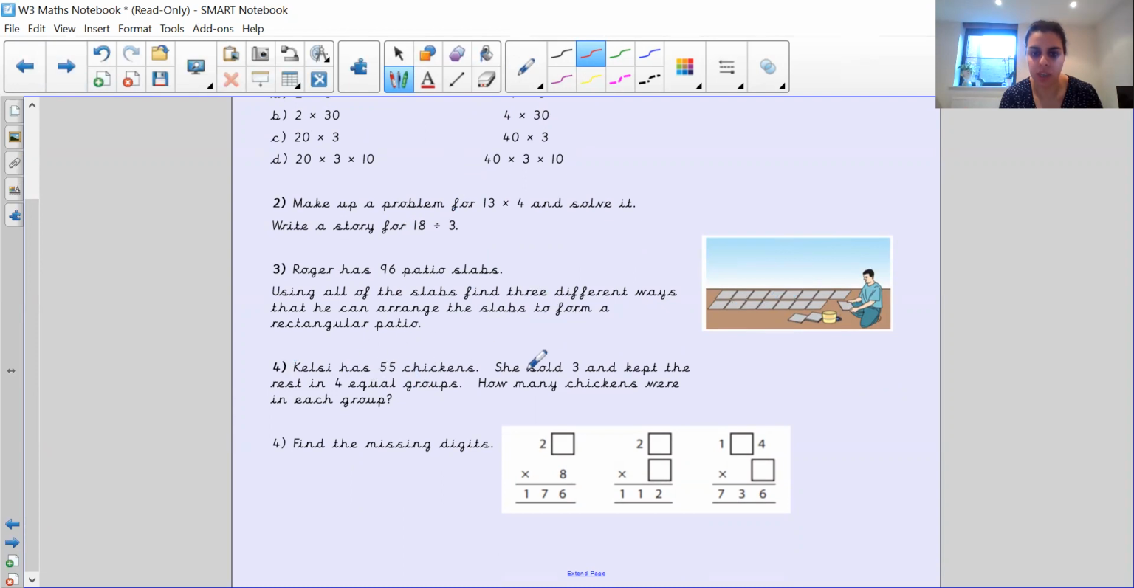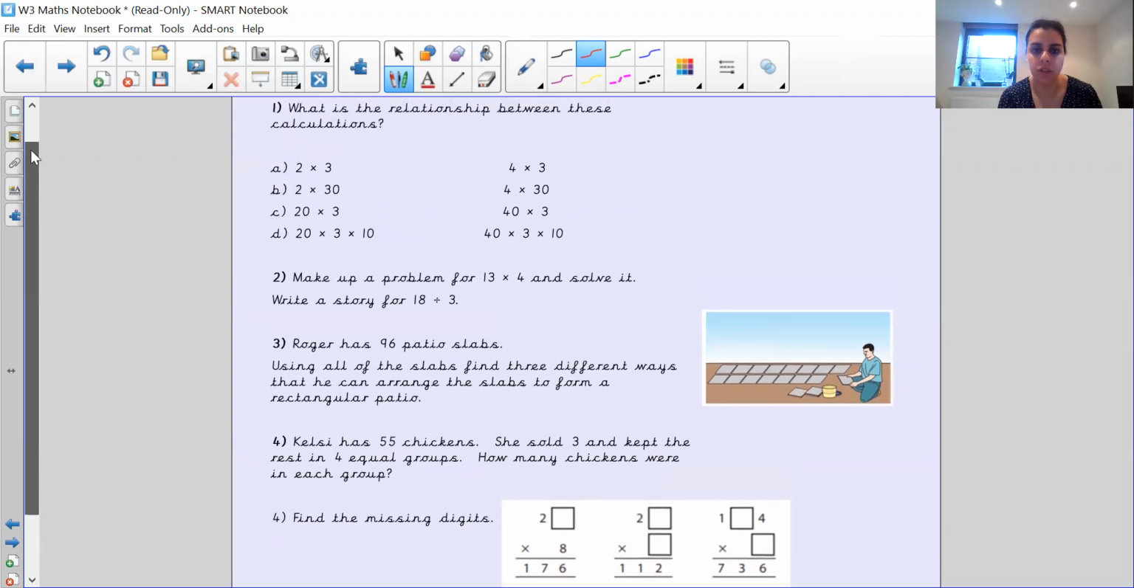You've got another word problem here. Kelsey has 55 chickens. She sold 3 and kept the rest in 4 equal groups. How many chickens were in each group? So it's grouping. So think what symbol you're going to use. And then the missing digits here, again, they're quite hard. That was like the last question I just went through with you. Just try it carefully and write down your times table if you need to.